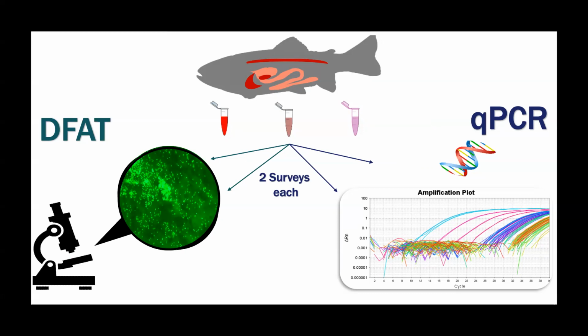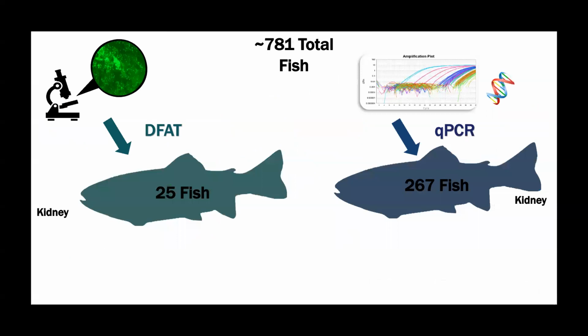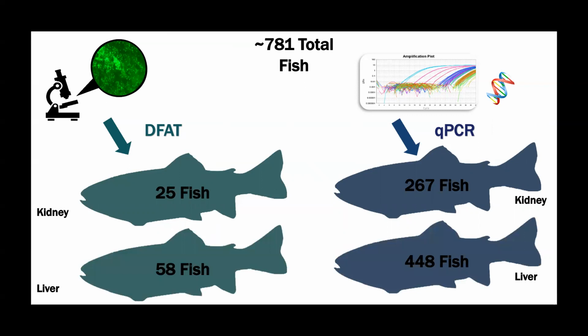Therefore, we have 2 surveys for each tissue and for each assay. So our results indicate that out of 781 total fish, there were 25 fish testing positive with DFAT when we tested the kidney tissue, and 267 fish with kidney tissue tested positive by qPCR. Then looking at how many fish tested positive with liver tissue, 58 fish were positive by DFAT and 448 fish were positive by qPCR. So clearly, just with these raw numbers, we can see more fish test positive with qPCR and not with the DFAT method, which again is that presumptive testing method.